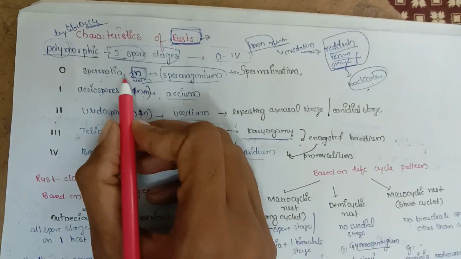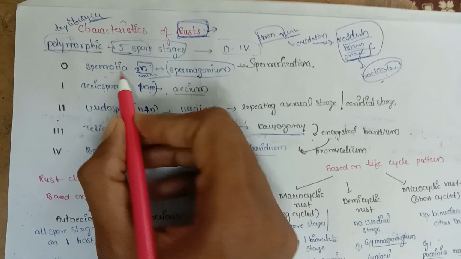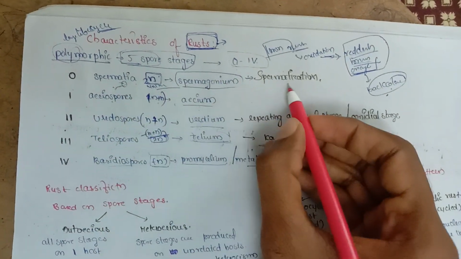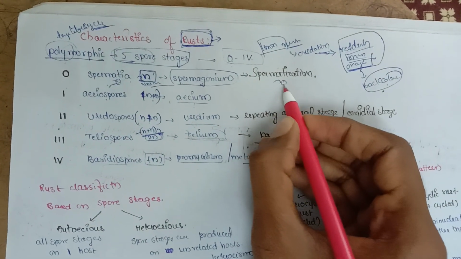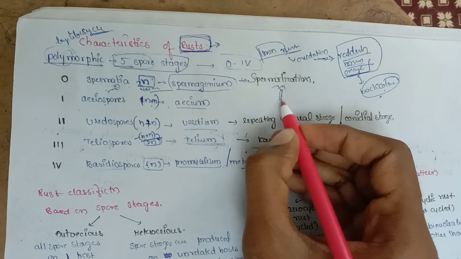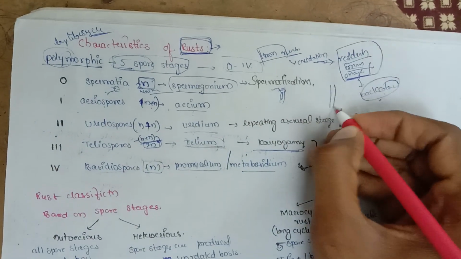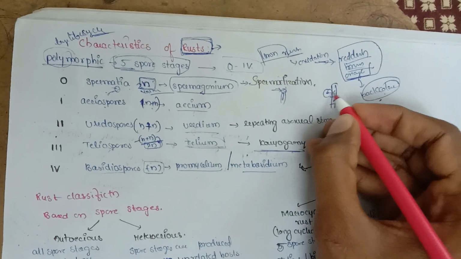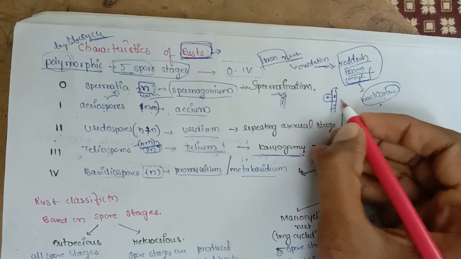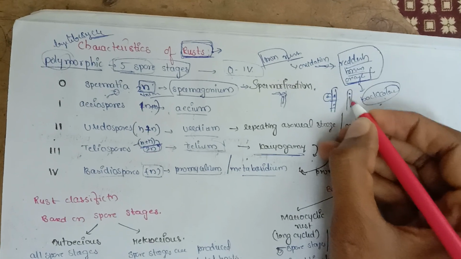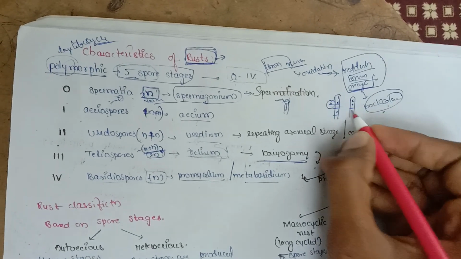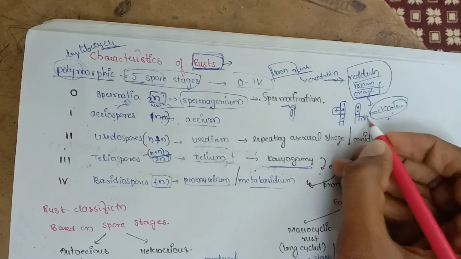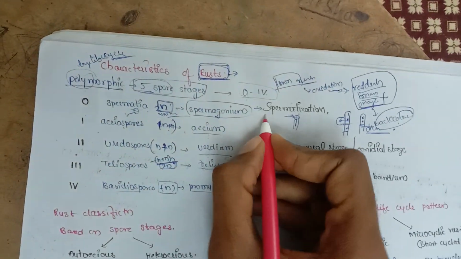And individual functions. Spermatia are the male gametes, which reach the receptive hyphae. This is the receptive hyphae, and spermatia will reach the receptive hyphae and undergo spermatization and produce the dikaryotic cells. Dikaryotization takes place in the zero stage.